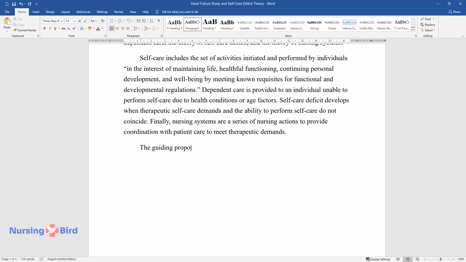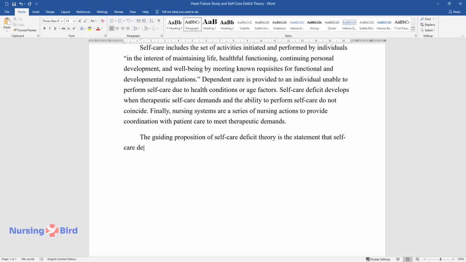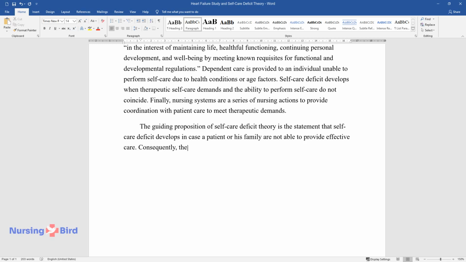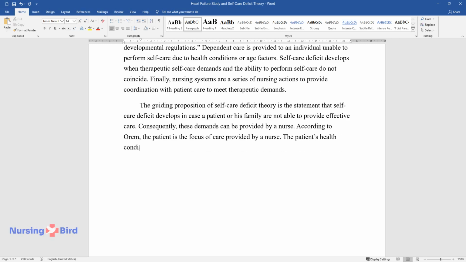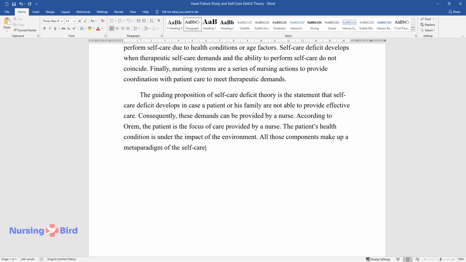The guiding proposition of self-care deficit theory is the statement that self-care deficit develops in case a patient or his family are not able to provide effective care. Consequently, these demands can be provided by a nurse. According to Orem, the patient is the focus of care provided by a nurse. The patient's health condition is under the impact of the environment. All those components make up a meta-paradigm of the self-care deficit theory.